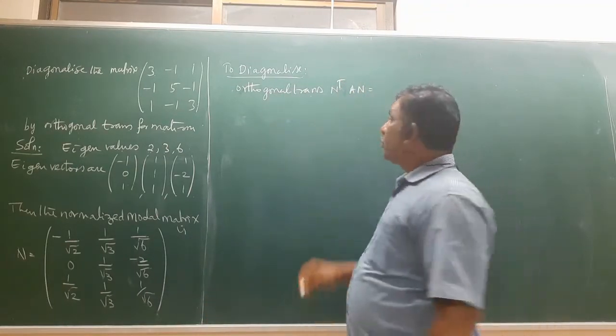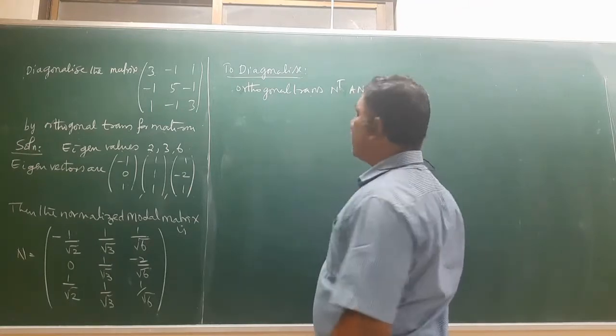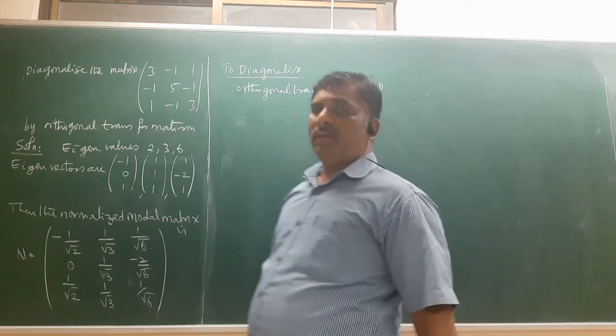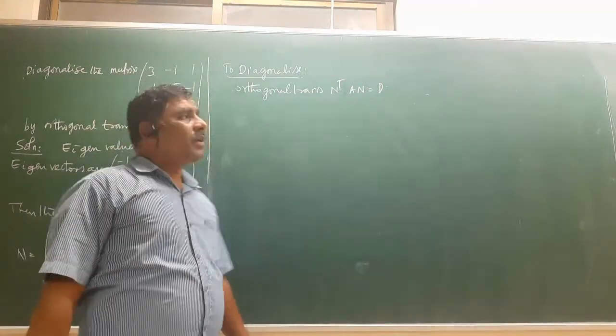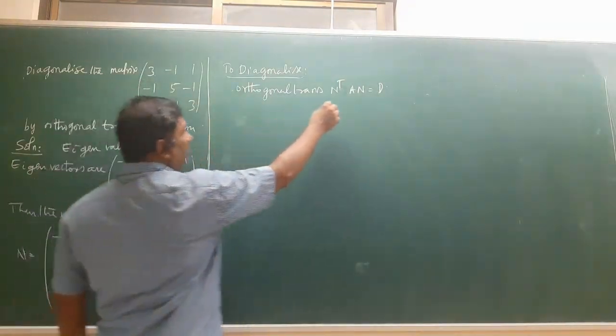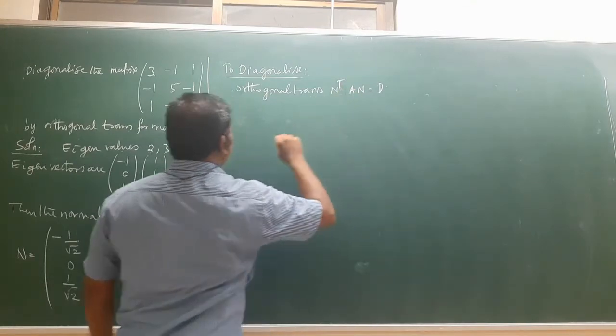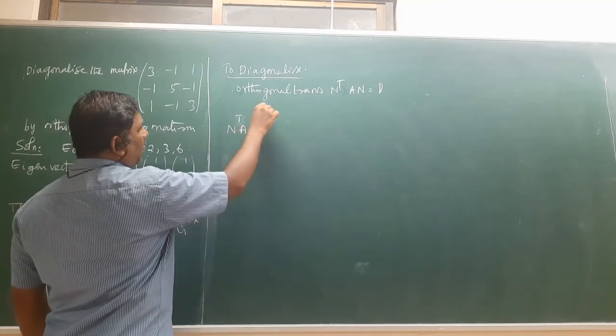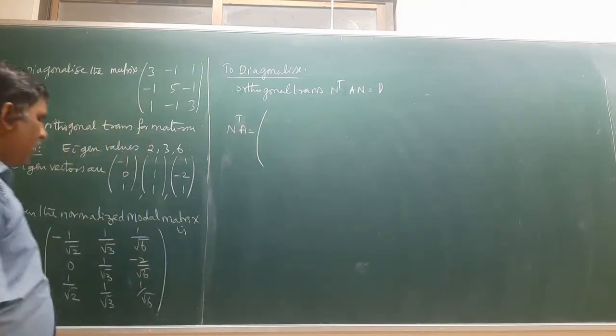We have to prove that this is equal to that diagonal matrix D. How to find that? First we have to compute N transpose A. So what is N transpose A here? First we have to write the N transpose.